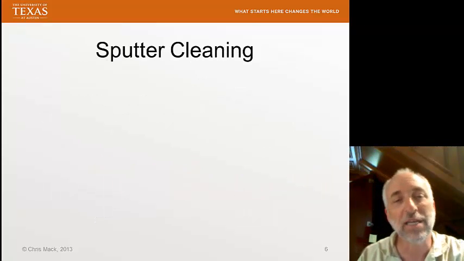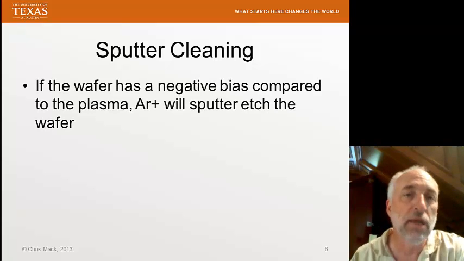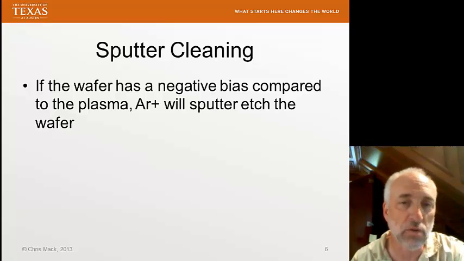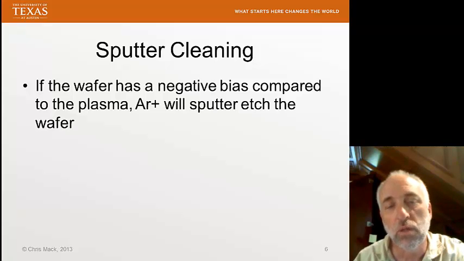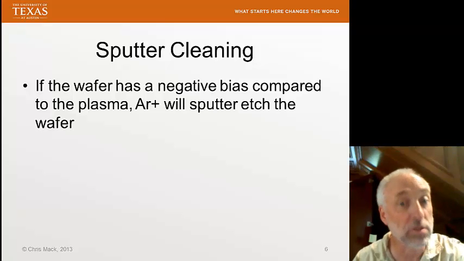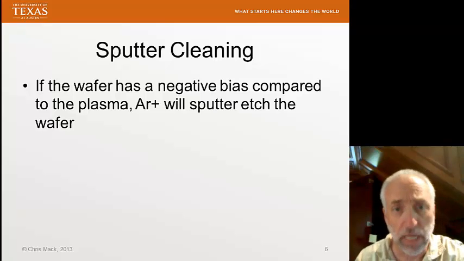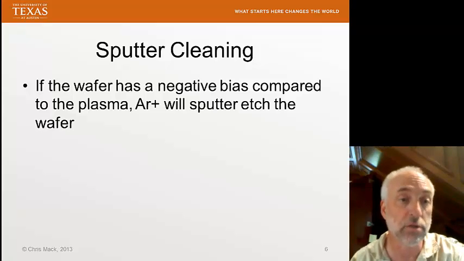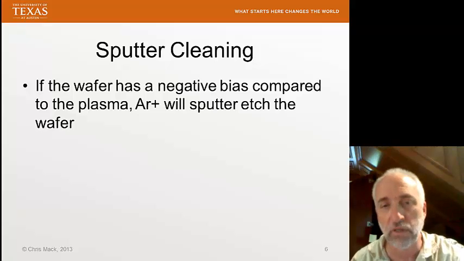Another interesting thing you can do with sputtering that you can't do with evaporation is something called sputter cleaning. Here's the idea. We're going to start with our normal sputtering system, but now we'll make the wafer have a slight negative bias compared to the plasma. So there's a voltage difference between the plasma and the target, which is quite large, and so the argon ions will hit the target and create the sputtered vapor of the metal or other material that we're trying to deposit.